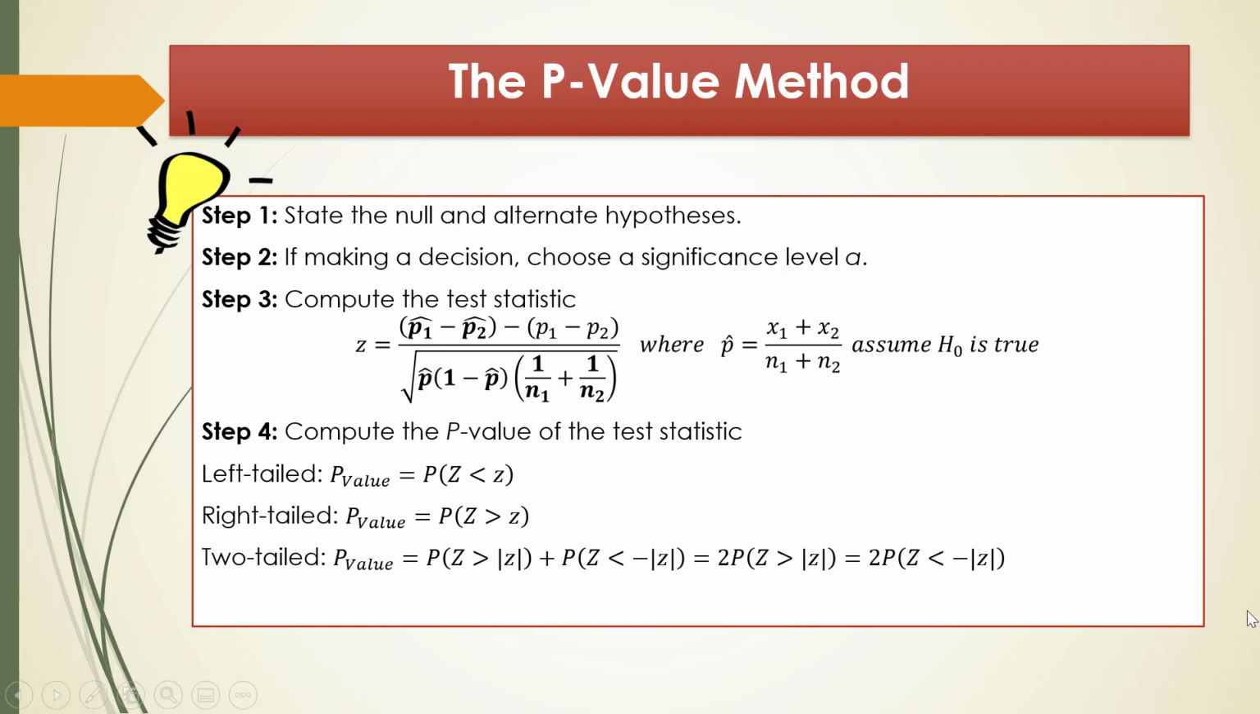And it should be 2 times the probability that capital Z is greater than the absolute value of little z, or 2 times the probability that Z is less than minus the absolute value of little z. Step 5. If the p-value is less than alpha, we reject the null hypothesis.